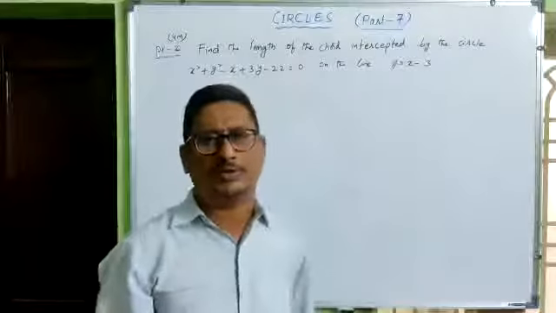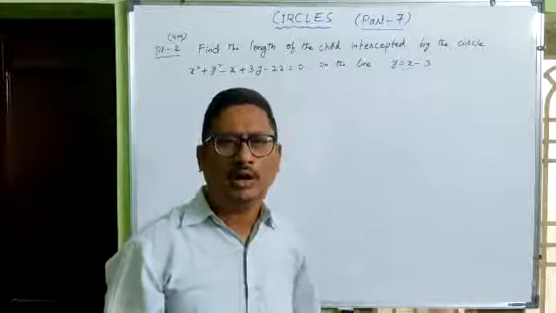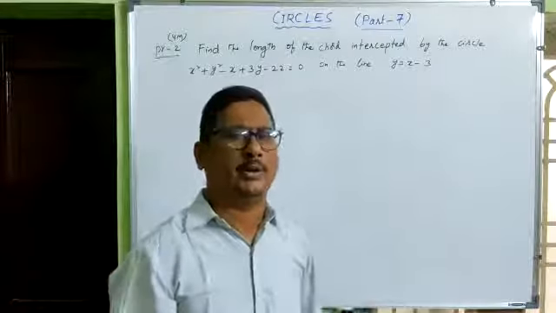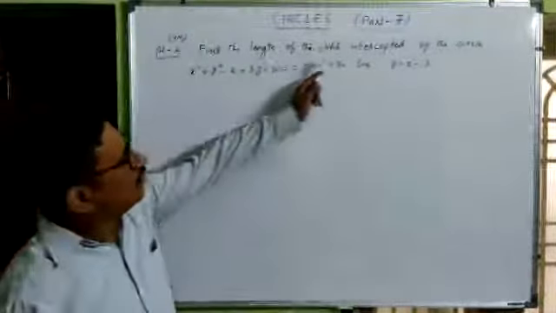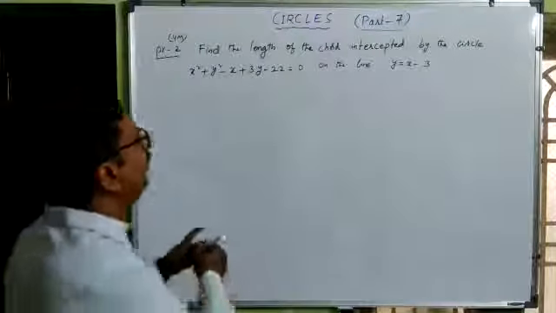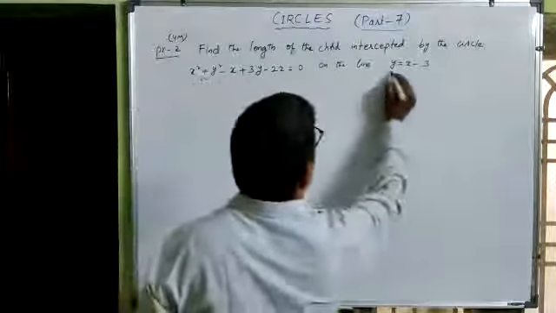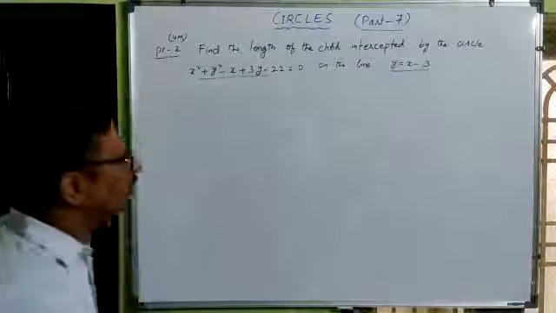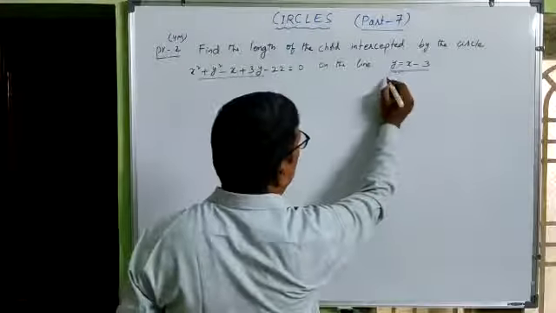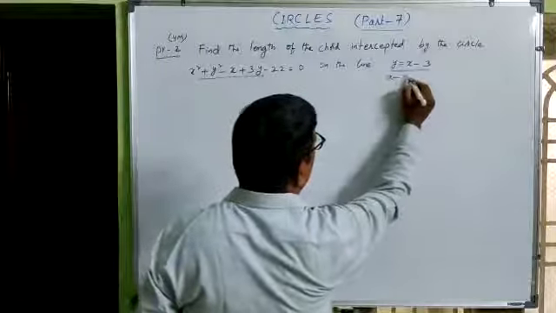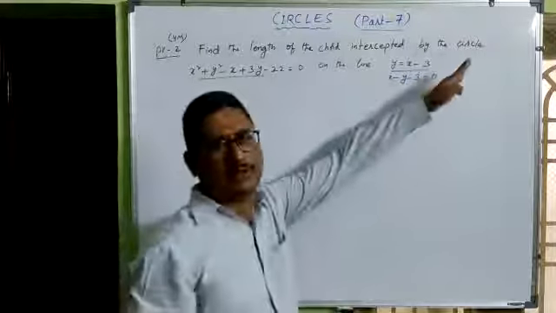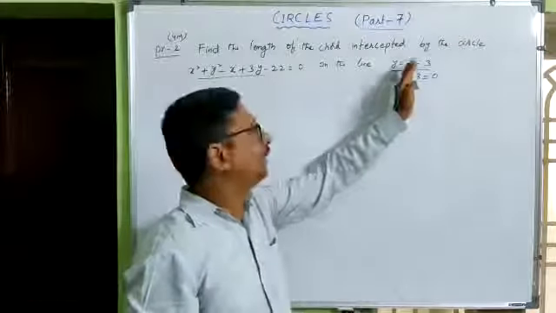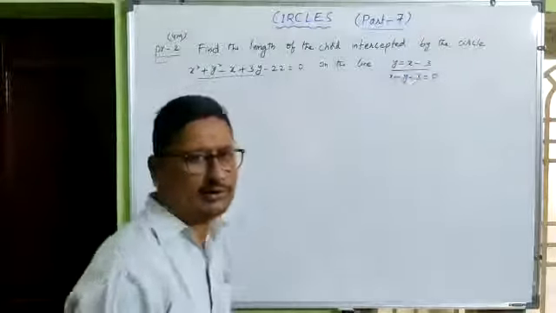See the next problem. This is also a previous problem model, but very important as far as IPE is concerned, so that's why I am discussing this. Find the length of the chord intercepted by the circle on the line. Whenever the line is y is equal to x minus 3, change it as x minus y minus 3 is equal to 0. If y comes this side, then it will become minus y. So x minus y minus 3 is equal to 0.